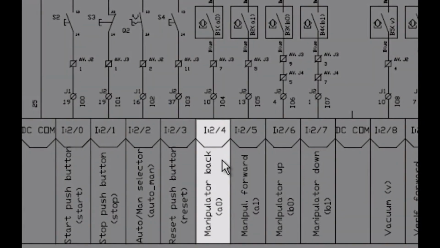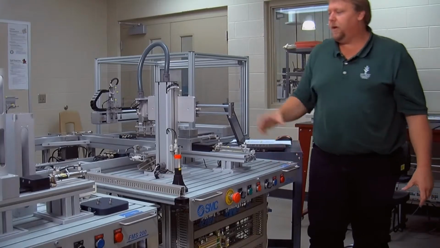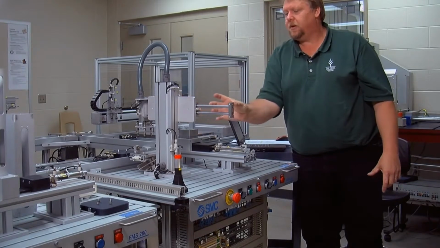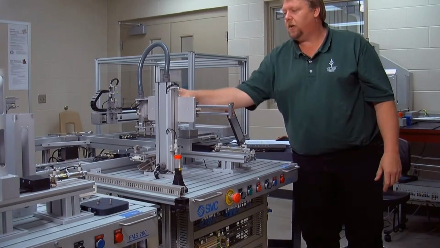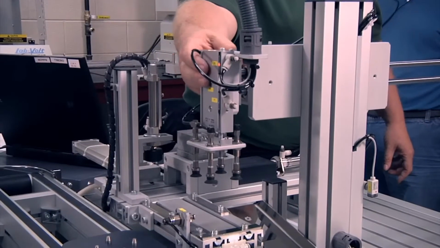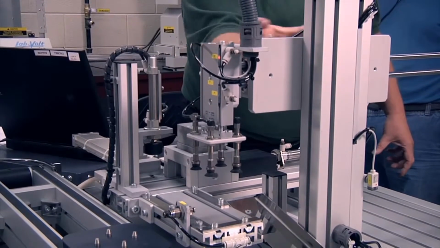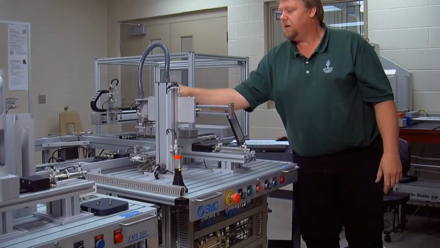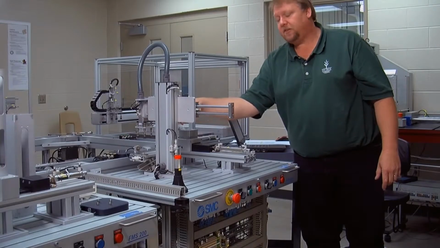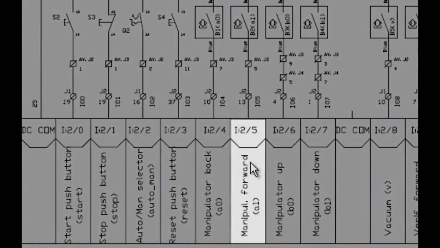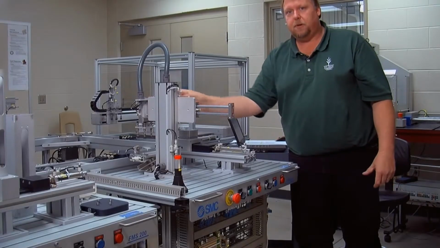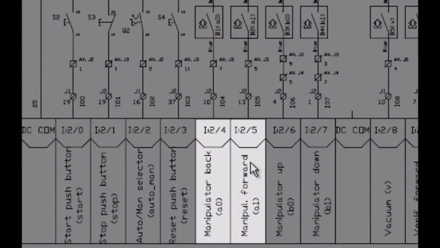And our next one is manipulator back, and the manipulator back is referring to this actuator right here. So when it is in its normal state, it is back. You can see that the actuator attached to here is in the back position. Manipulator forward, which is the next input, is labeled I:25. Manipulator back and manipulator forward, I:24 and I:25.